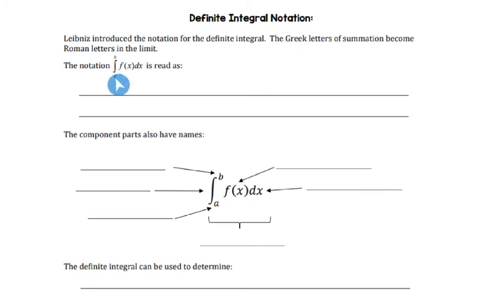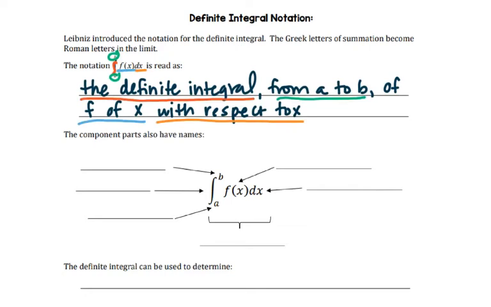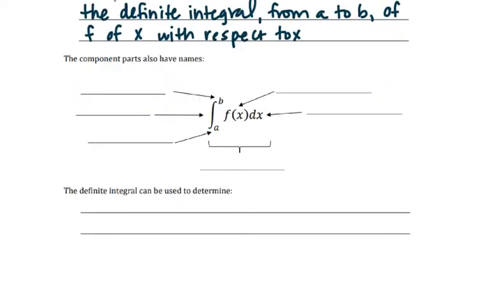So the notation here we would read as the definite integral from a to b of f of x, putting it all in words, with respect to x. So again, the definite integral from a to b of f of x with respect to x is how you read this notation out loud. And even each of these parts have their own vocabulary associated with them.